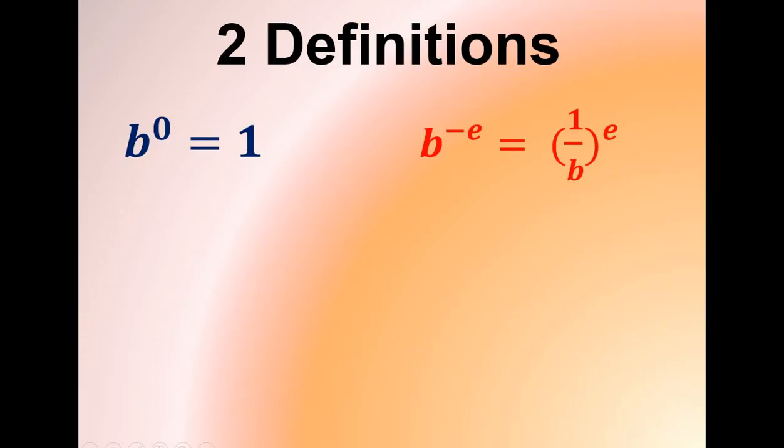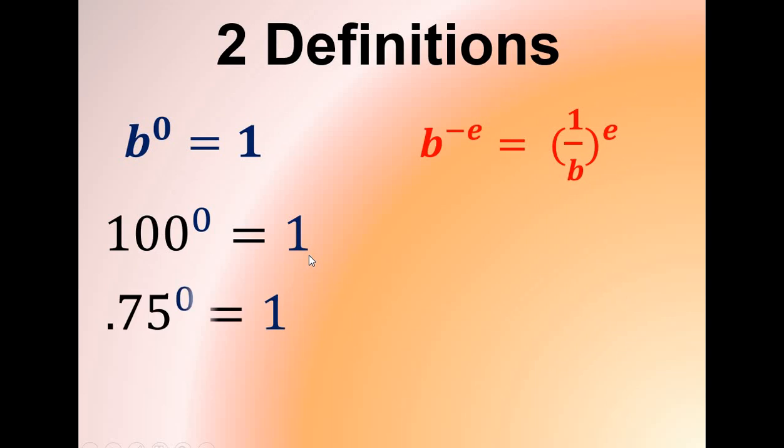Okay? And so let's get to those couple of definitions just so you're 100% certain. Again, it says b to the 0 is equal to 1. So if I have 100 to the 0, I just get 1. If I have 0.75 to the 0, I just get 1. I don't care what this number is. If it's to the 0 power, I get 1 for an answer.